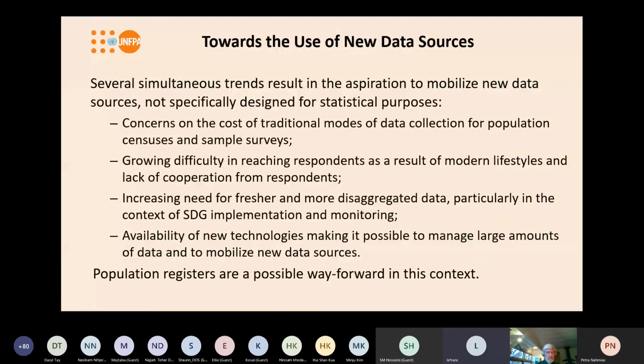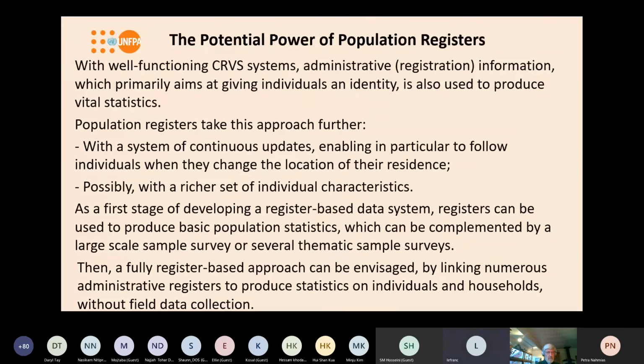As we saw with the next slide, please. As we saw with the CRVS systems, when they function well, it's typically a use of administrative information, the information for registration, to produce statistics. So in a way, the use of administrative data to produce statistics is not new. It's been there for some time, as long as the CRVS systems have been used and have been working well.